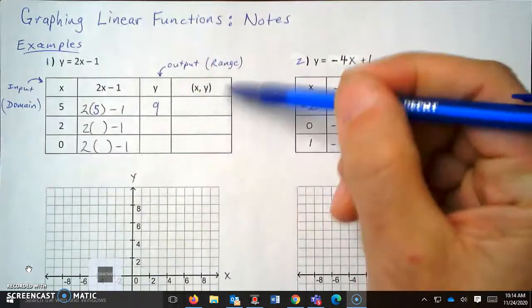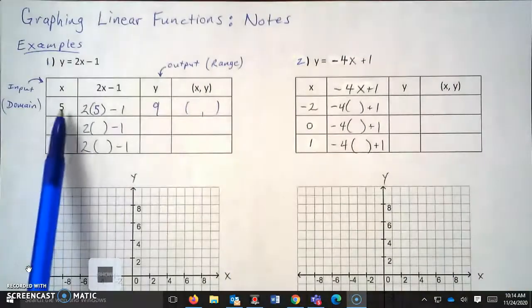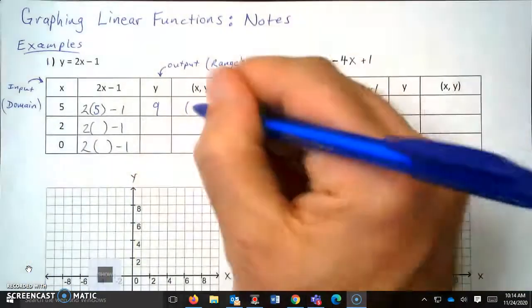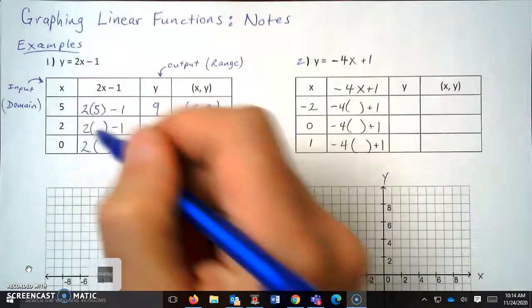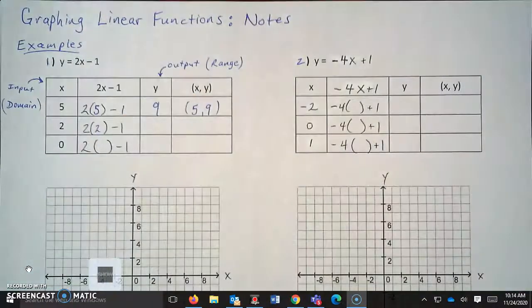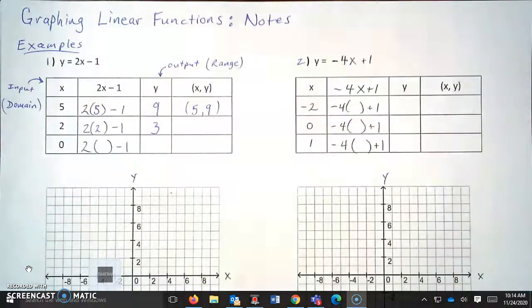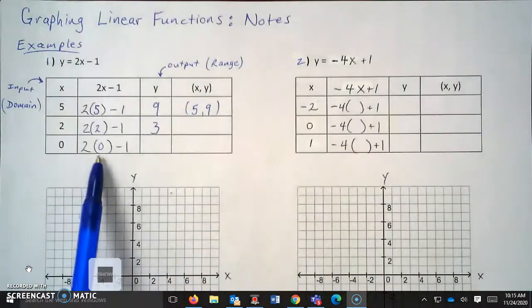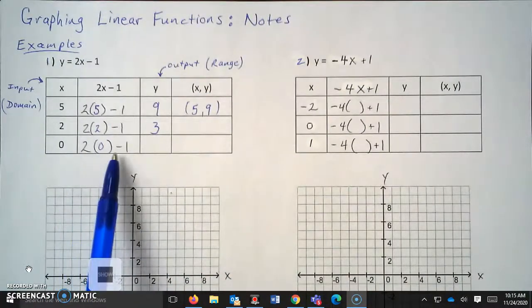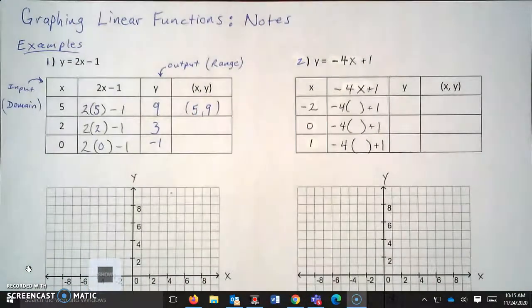Now your assignment does not have this column over here. That's just to write the ordered pair. You don't have to, but the ordered pair is 5, 9. So when x is 5, y is 9. And on we go. You just put the input number in for x. 2 times 2 is 4, minus 1 is 3. And again, 0 is a good number to work with, everybody. 2 times 0 is 0, and 0 minus 1 is negative 1. So again, don't worry about this column. You don't even have it on the assignment.